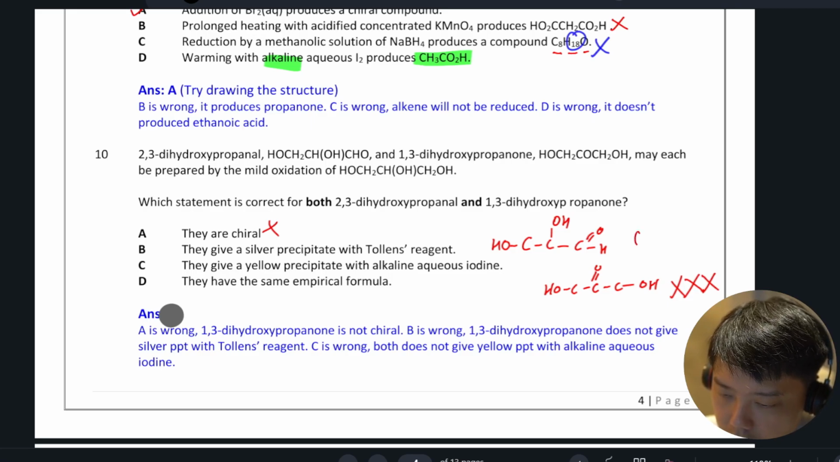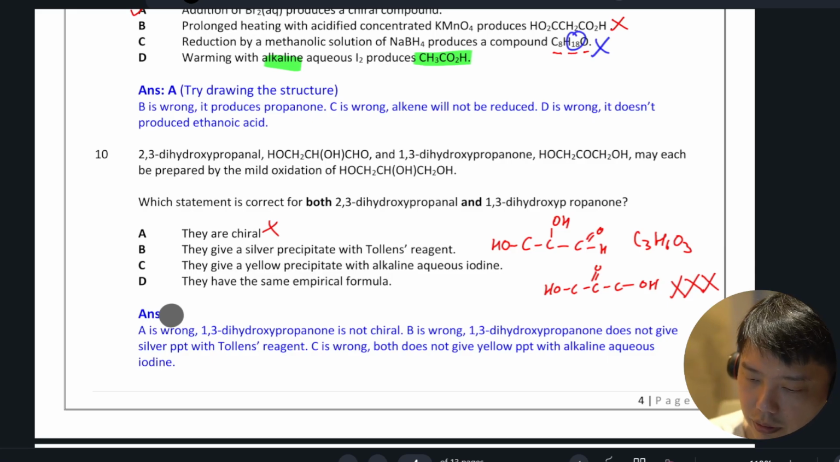They have the same empirical formula. This is correct because they have C3H6O3, both of them. All right, so they just have 1 degree of unsaturation. Their empirical formula is the same. Okay, so our answer here is D.